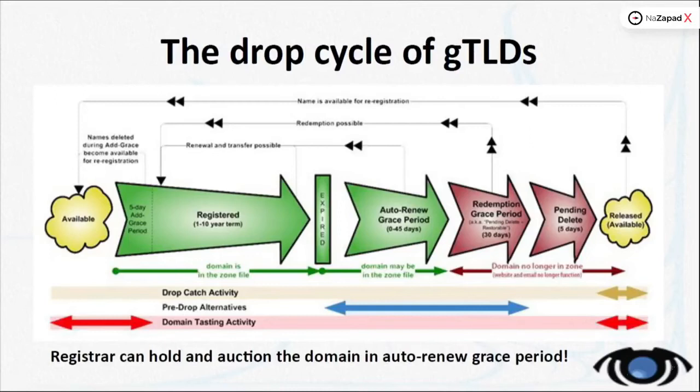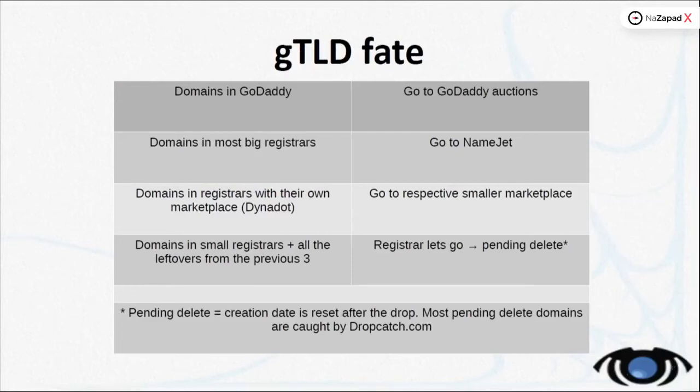So to understand gTLDs, you should understand that the registrar can hold the domain, so this results in auctions. And this is what happens with the auctions. If it's GoDaddy, it goes to GoDaddy auctions. If it's in a big registrar like Tucows, Sinom and others, it goes to Namejet. If it's a registrar with a small marketplace like Dynadot, it goes to the Dynadot marketplace.